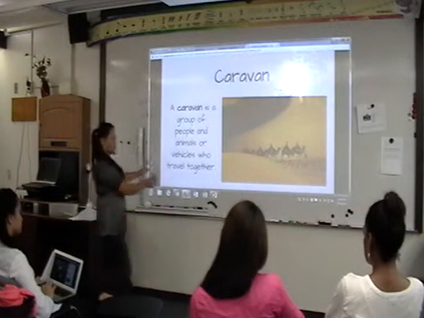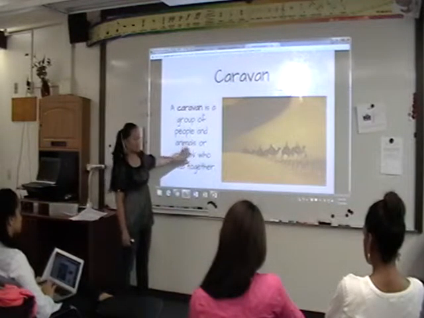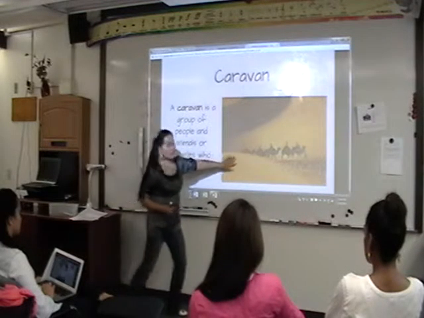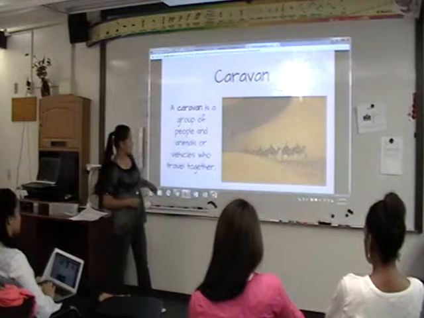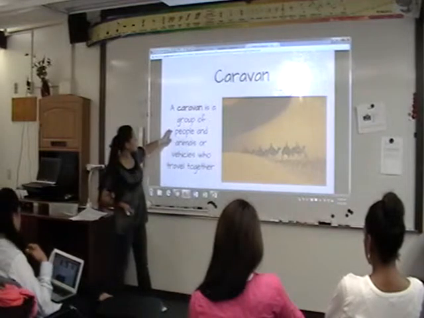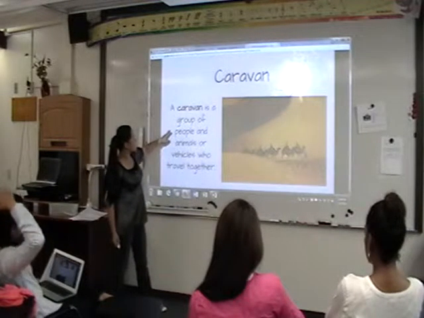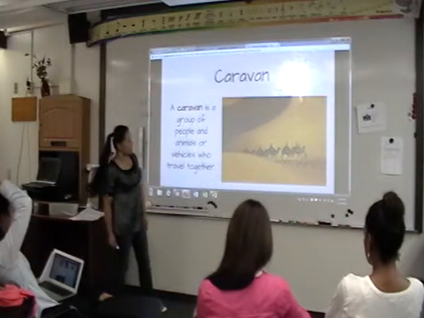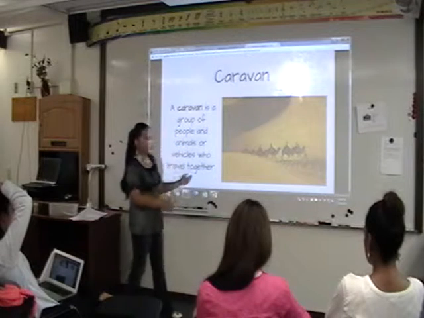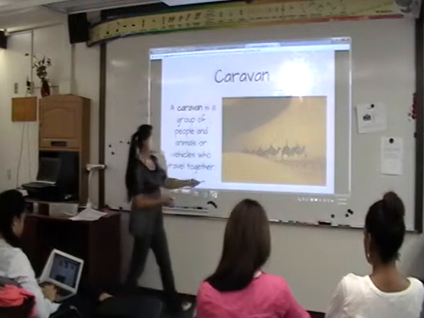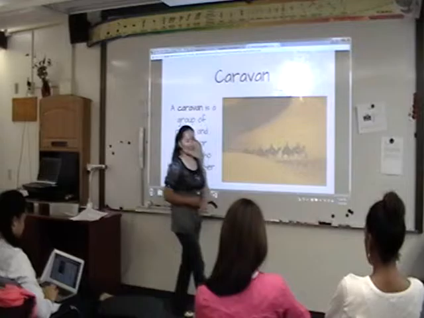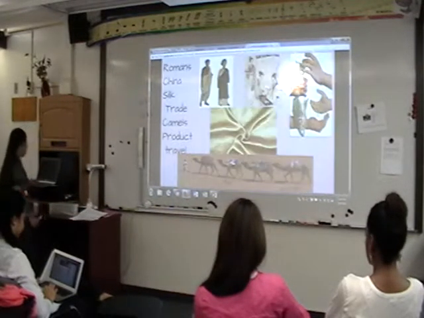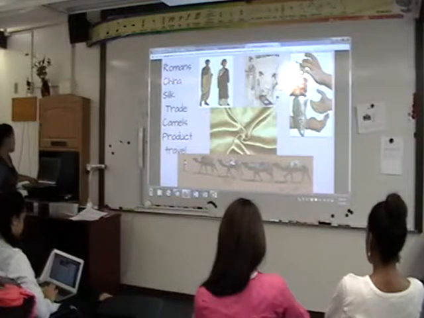Okay, this one is very important because we will use this word in our summary as well. So what does this one mean? Look at this picture. Give a guess or read the definition. It's a group of people. They ride on the animals and they go together. They travel together, using animals. In this picture, what did they use? Camel. We're going to use this word also. Camel.